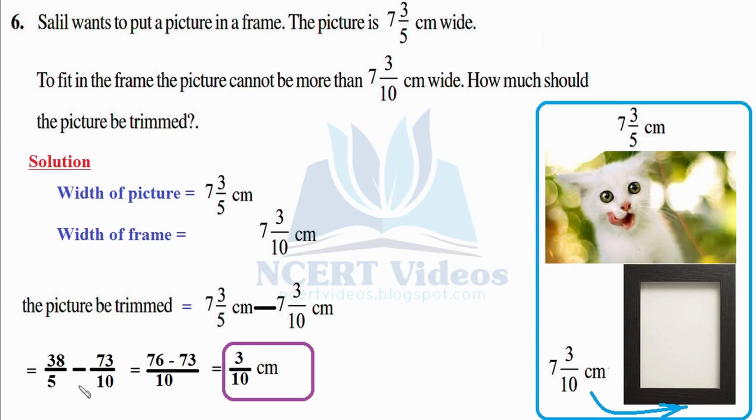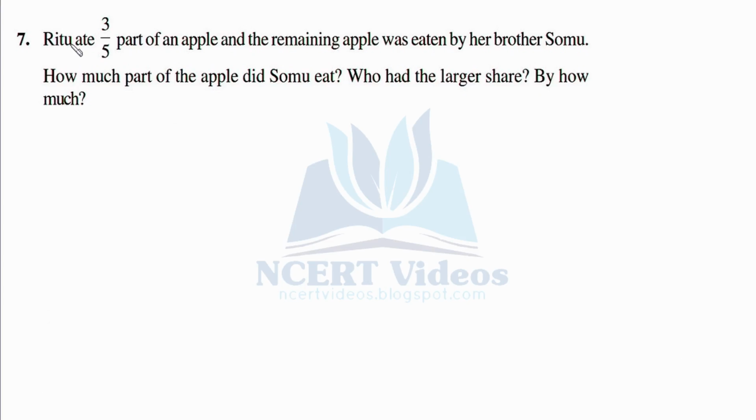Now the LCM is 10. 5 2s are 10 and 38 2s are 76. 73 is the same, 10 1s are 10, 1 73 is 73. And it is simple, 3/10 centimeters. So he has to trim this much portion, or you can say this measures from here to here, that is 3/10 centimeters.